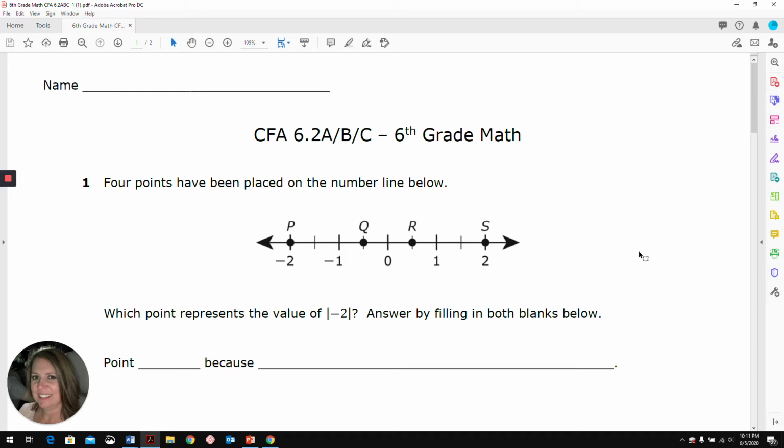We ask students which point represents the value of the absolute value of -2, but then we ask them to explain why. So if a student gives an incorrect answer, when they answer the because part, that's going to help us know how to help them understand that the correct answer is actually S.